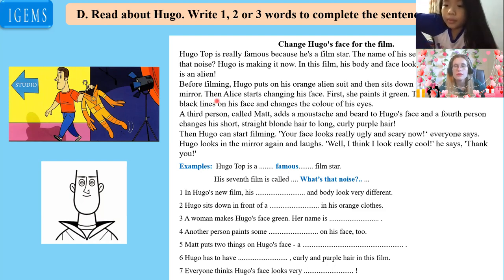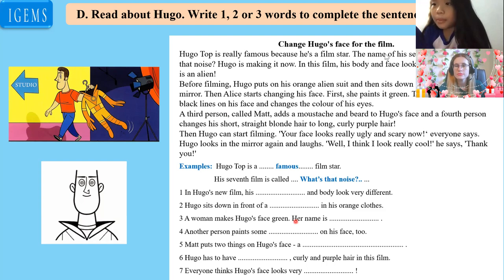Okay, good. Then Alice starts changing his face. First, she paints it green. Good. Then someone paints black lines on his face.